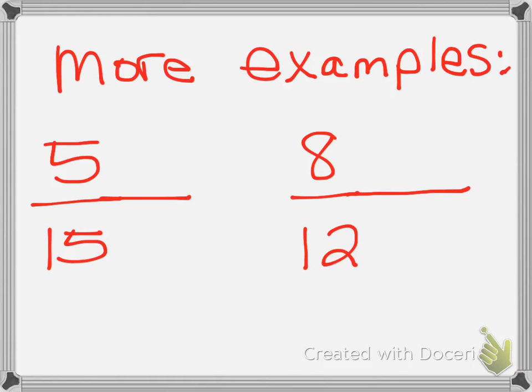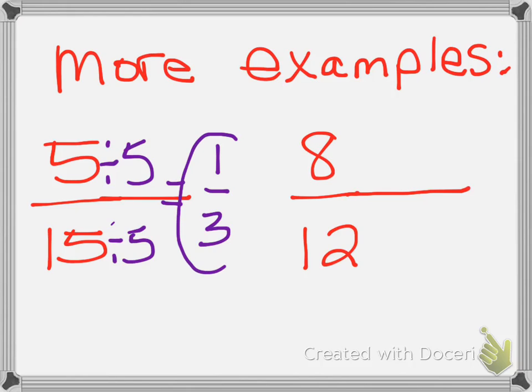Another example, 5/15, trying to put it in simplest form. I could list my common factors for 5 and 15, but I know that 5 goes into 15, so I'm going to try dividing by 5. 5 divided by 5 is 1, and 15 divided by 5 is 3. Again, noticing that the only common factor that I have here would be 1, I know that I'm done and I've gotten my simplest form.